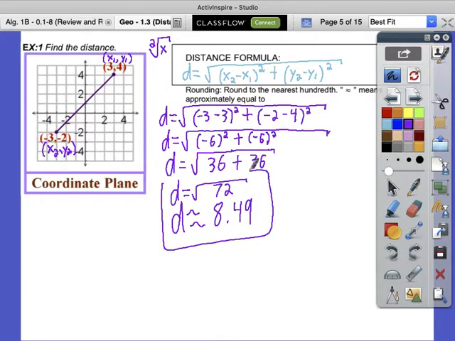So depending on what I'm asking for, if I ask what is it rounded to the nearest hundredth, I want you to put this bottom answer. If I say what is it exactly, then I want the top number. As soon as you round, it's no longer exactly 8.49. It's almost that. Okay? Questions on that? Okay.